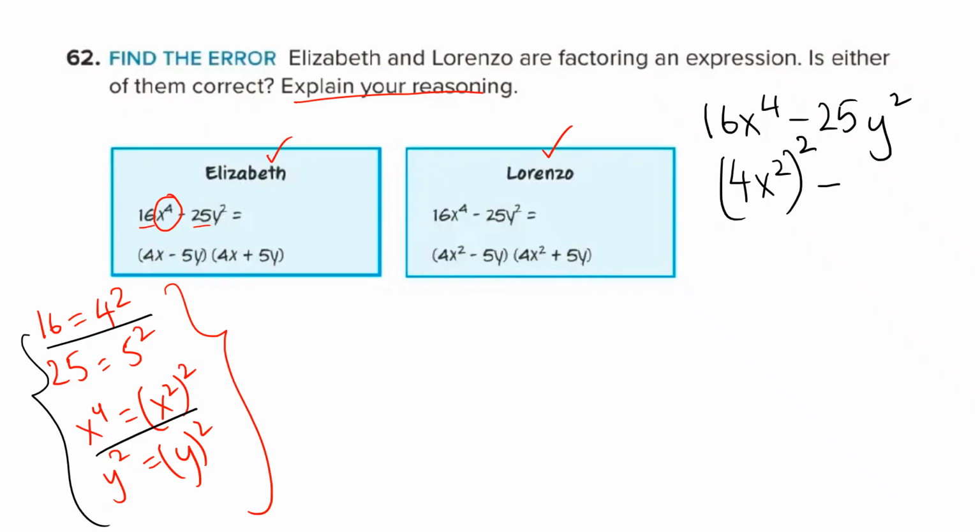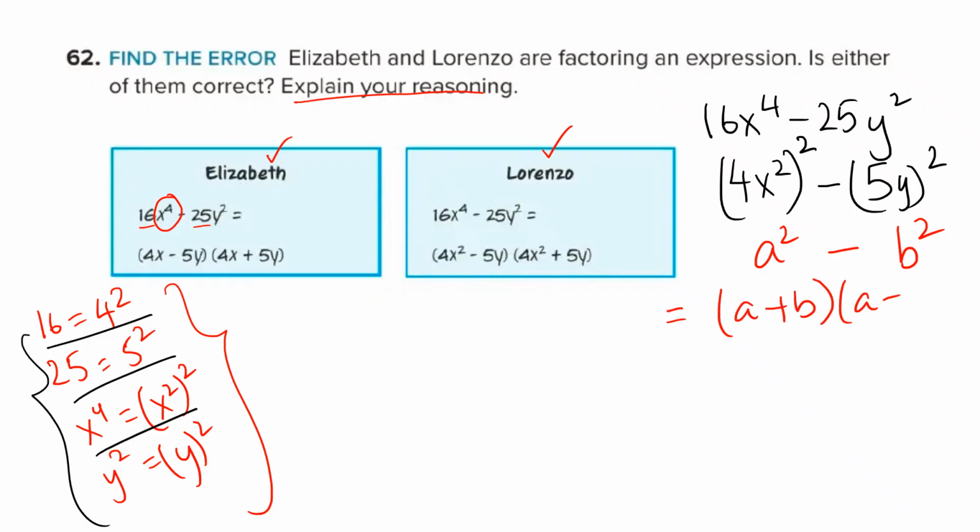Now there is a negative sign, mind you. 25 is the perfect square of 5. y square is the perfect square of y. So 5 square. Okay. So now think which identity. The first term is a perfect square. The second term is a perfect square. And there is a difference. So this is the difference of squares identity, which has two factors, one with plus, one with minus. And mind you, when you do the factorization, you take the square root of a and b.